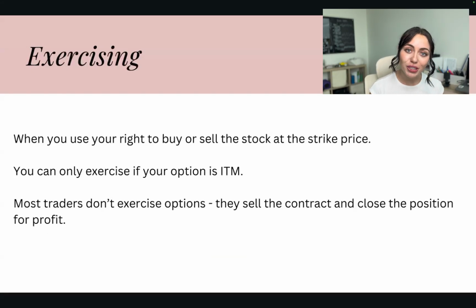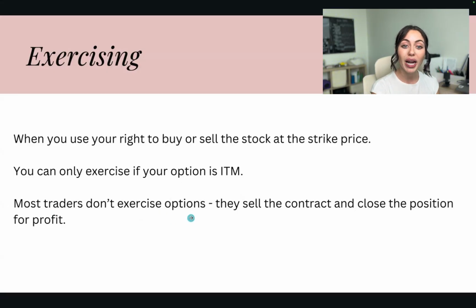All right, so I mentioned something called exercising earlier, and this is not like you are going to work out. This is what happens when you use your right to buy or sell the stock at the strike price. So the most important thing that we need to know about exercising is that most traders do not choose to exercise their options. They just close out their position and sell their contract for profit before the expiration date.